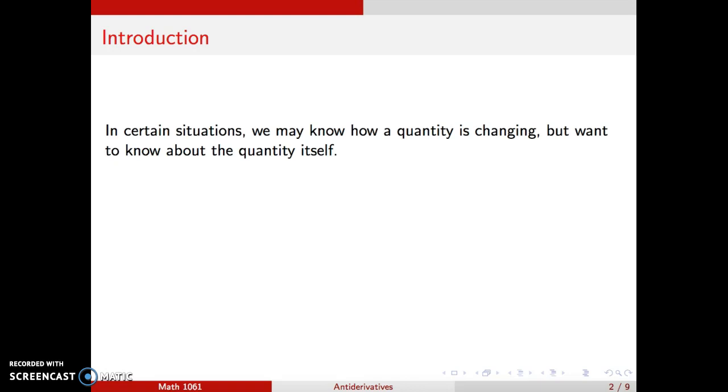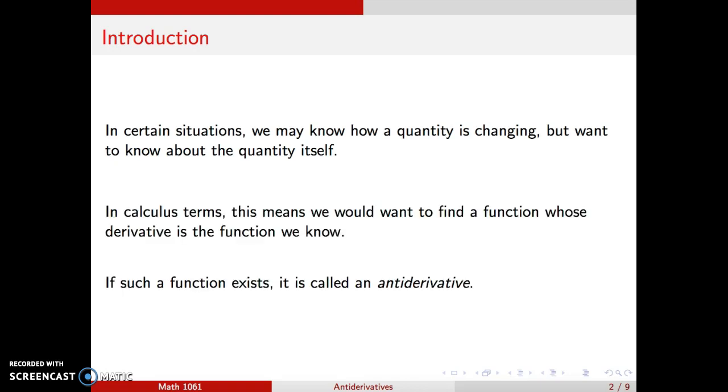In the context of examples that we've seen, we might be measuring a rate of change, and we want to know the position at a certain time, and a function that would describe the position. In calculus terms, what this means is we want to find a function whose derivative is the function that we know. So instead of starting with a function and figuring out its derivative, its rate of change, we're going in the other direction, a reverse process. If such a function exists, it's called an antiderivative, and that's the name.